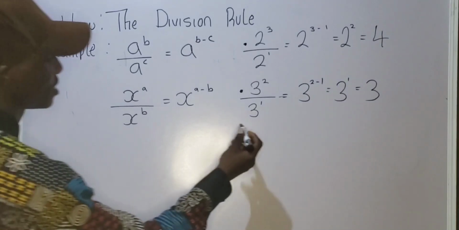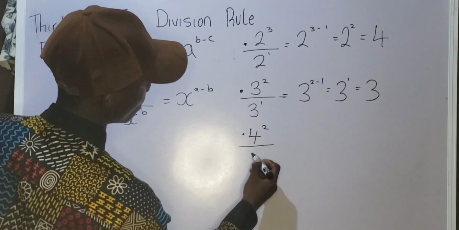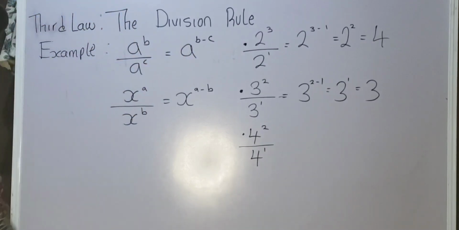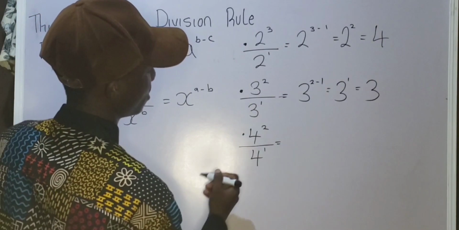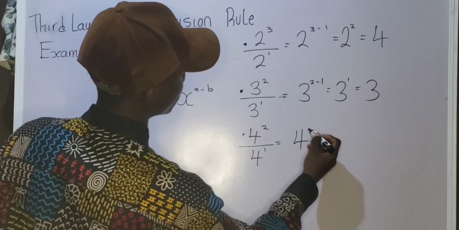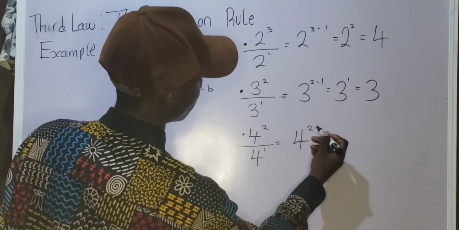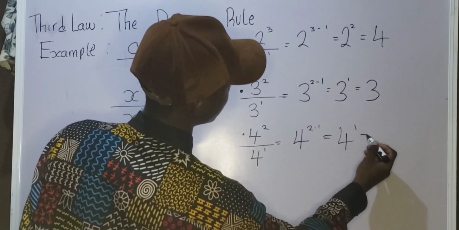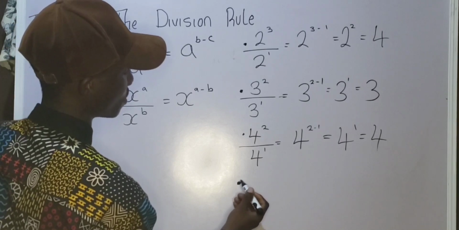So you can try this. I want you to try this. 4 raised to the power of 2 all over 4 raised to the power of 1. I want you to pause this video and attempt this question. In order to get the answer, we are still going to use the same approach. That will be 4 raised to the power of 2 minus the powers of the denominator. This is what? 4 raised to the power of 1. This is what? 4.